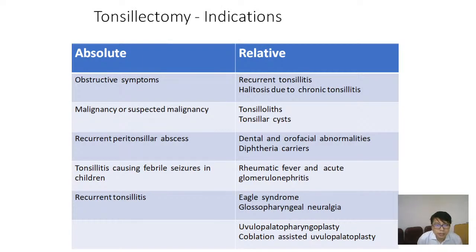Another important surgery which is routinely done in otolaryngology is tonsillectomy. There are different indications, but the most important are recurrent tonsillitis and obstructive symptoms because of the enlarged tonsil causing obstructive sleep apnea. If these two are present, then we need to undergo surgery. And if there is suspected malignancy, then we need to do the surgery. The other indications are relative.